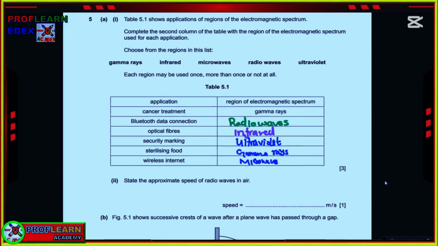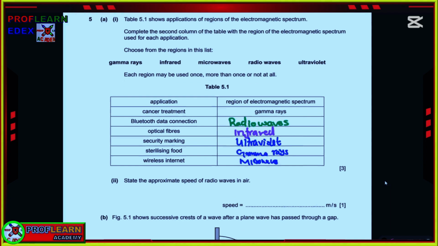But you also need to remember that whenever you are doing the topic electromagnetic waves, you need to remember the harmful effects of these waves, because some of them may cause cancer, like X-rays and gamma rays. Infrared can cause skin burns, and ultraviolet can cause skin cancer. So you have to protect yourself by reducing exposure time, and also by putting on protective clothing.